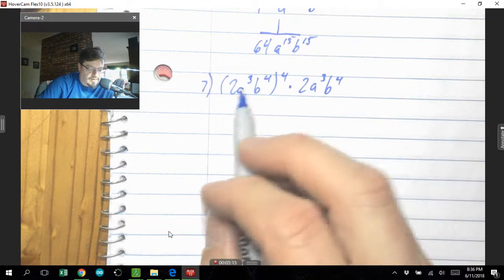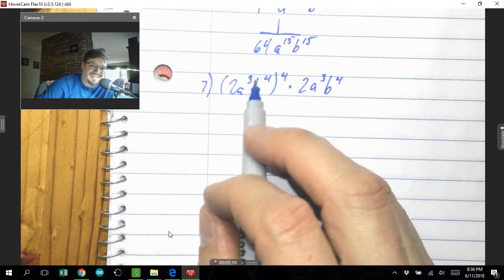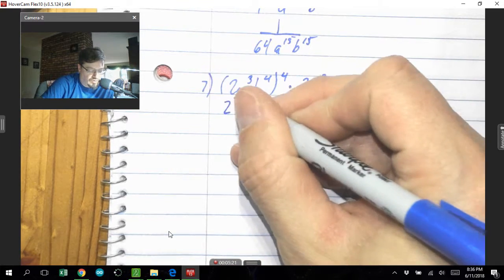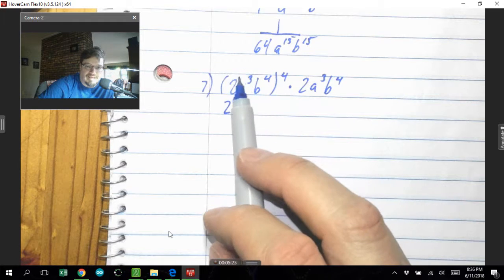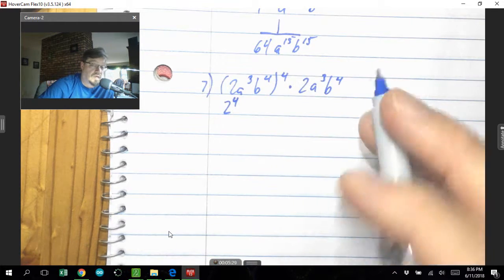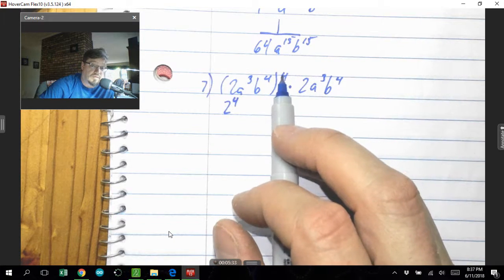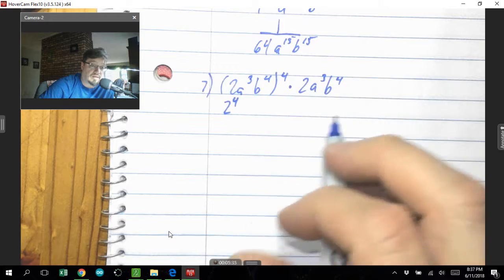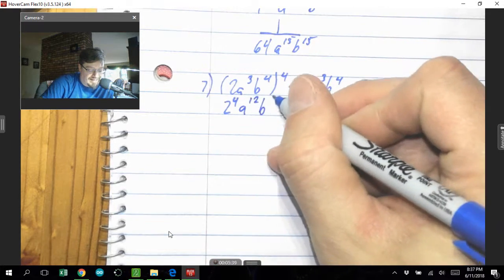Okay, so in this case, this is simplified as low as it can go, so we will distribute the 4 to each and every one of these, so we will have 2 to the 4th. Now, this is the most common error, that the 4 is not distributed to the 2, and you just distribute it to the 2 variables. So do pay attention that these also get raised to that 4th power, or any power that they're supposed to be raised to. So we multiply a to the 12, b to the 16th.